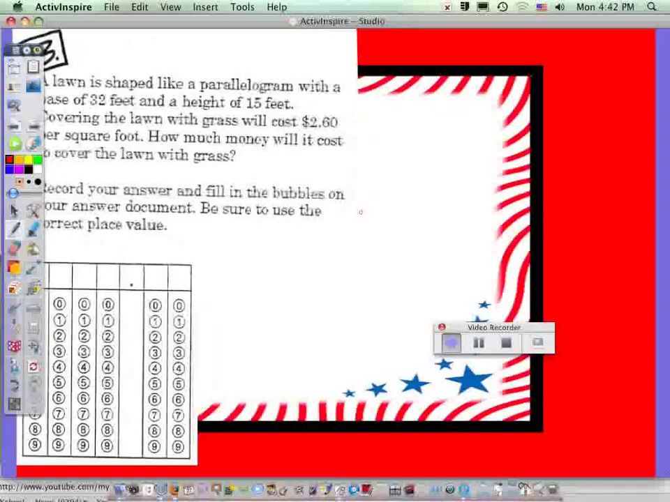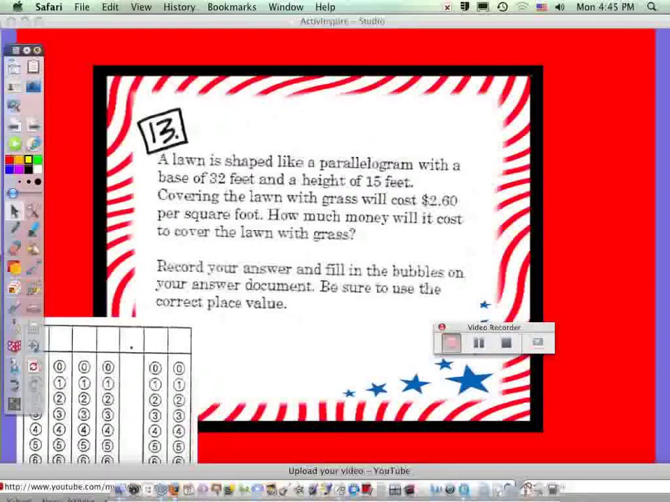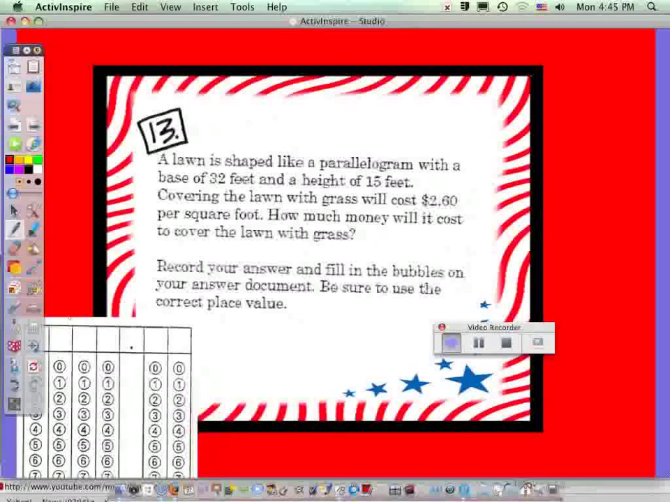All right, this one is fairly simple. You find out how much, all right, you should have gotten the answer of 124.80.